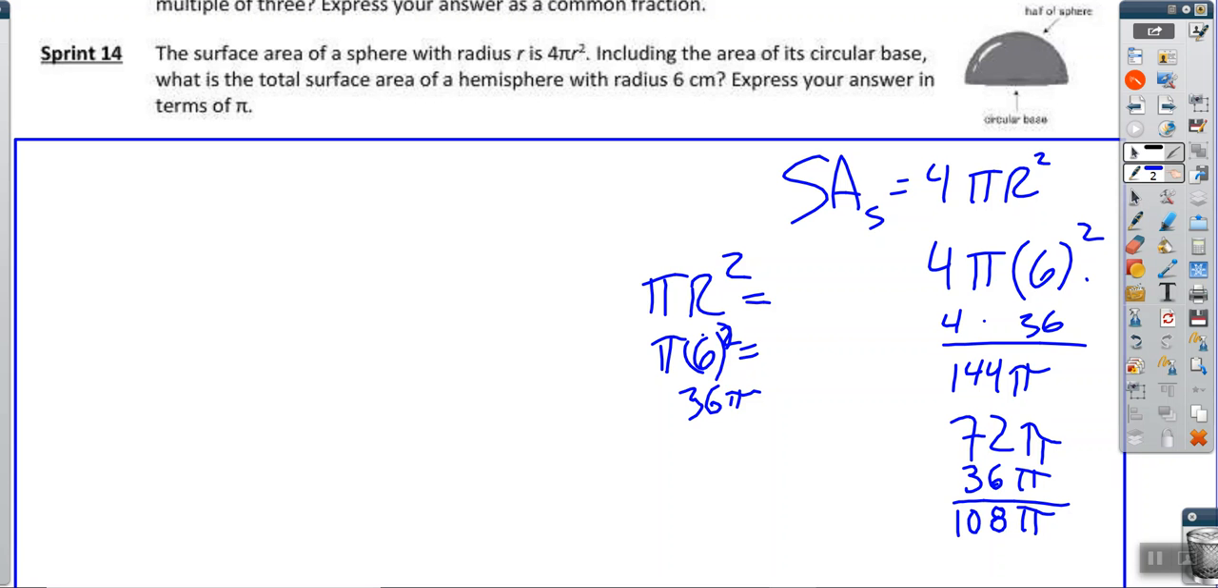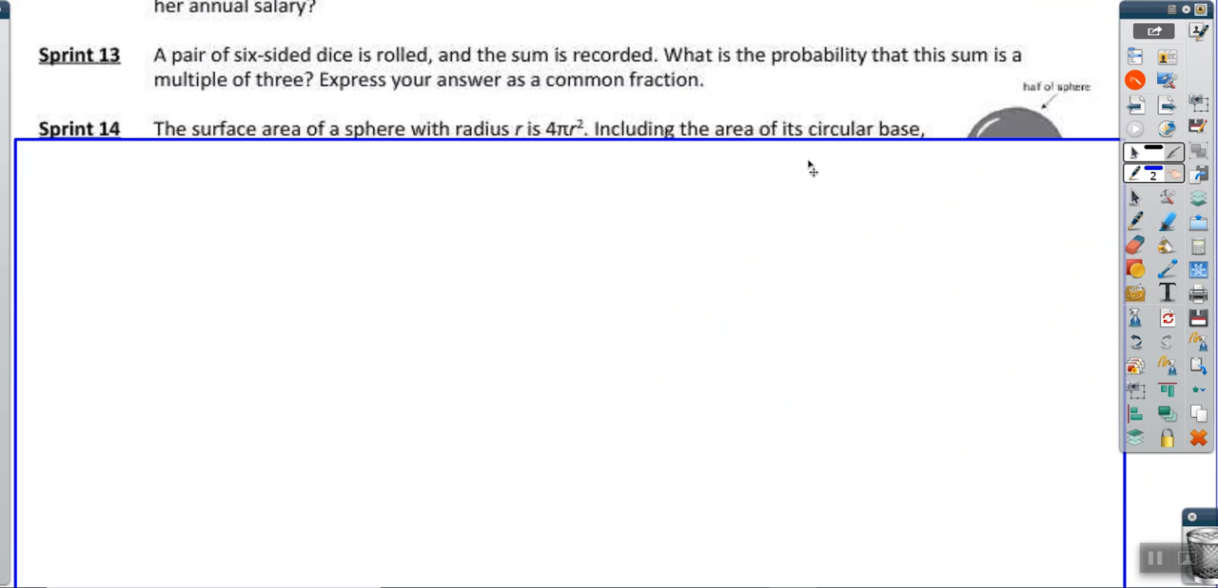Oh, yes. Look at that. We're flying through this. All right. You know what? Let's try number 13.